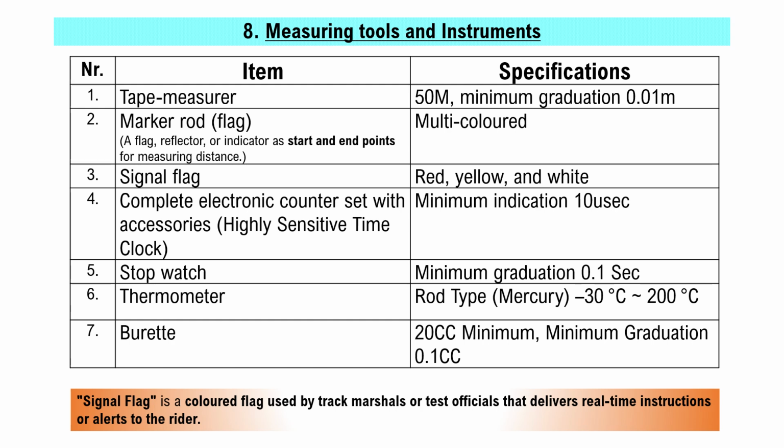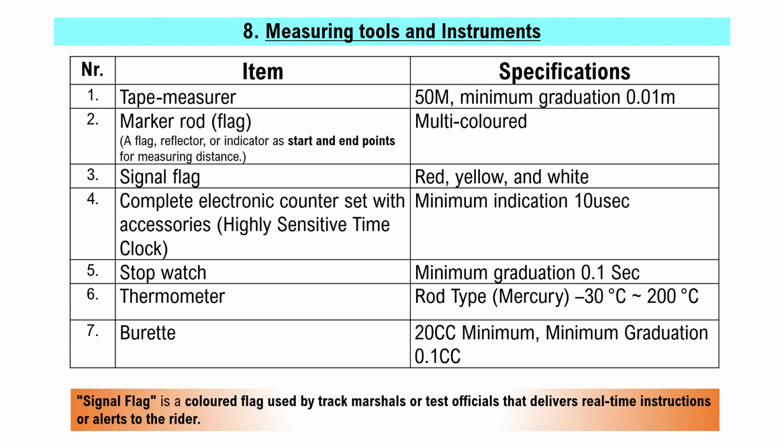Measuring tools and instruments. The following measuring tools and instruments must be available to conduct the aforementioned test. Tape measure. Marker rod flag, that is a multicolored flag, a reflector or indicator at the starting and end points for measuring distance. Signal flag for signaling purposes, that is red, yellow and white. Complete electronic counter set with accessories, which should be highly sensitive time clocks with a minimum indication of 10 microseconds. So time measuring devices must be of a very high precision level.